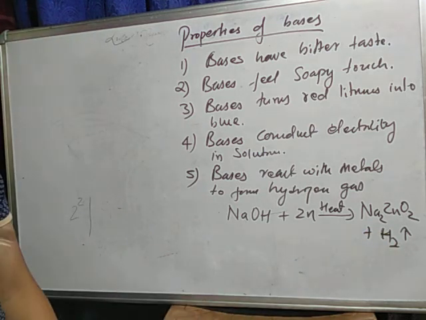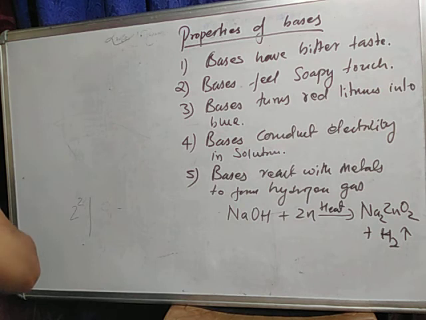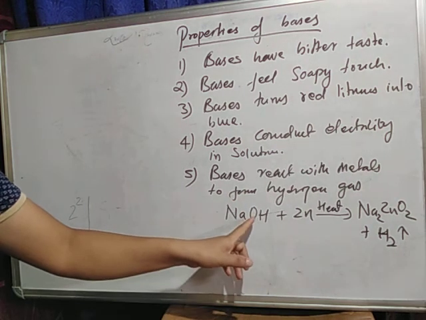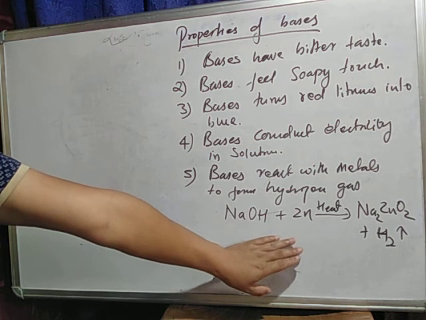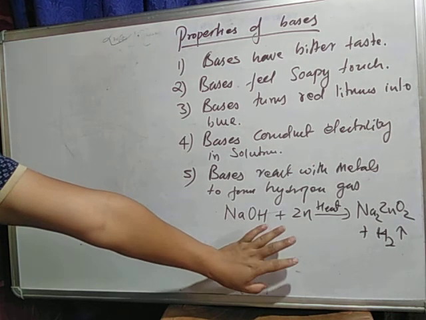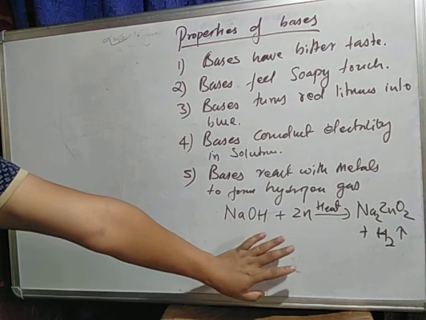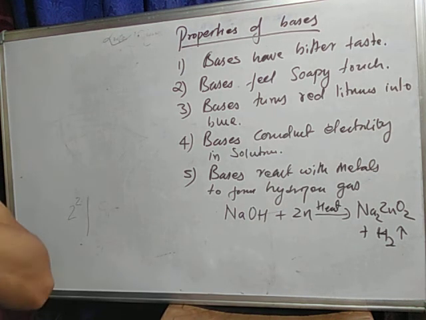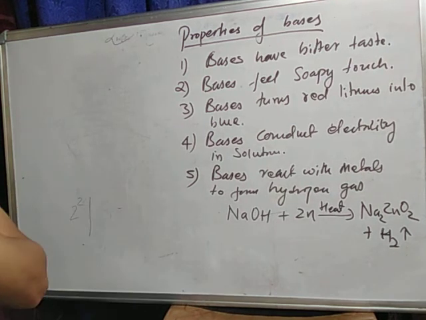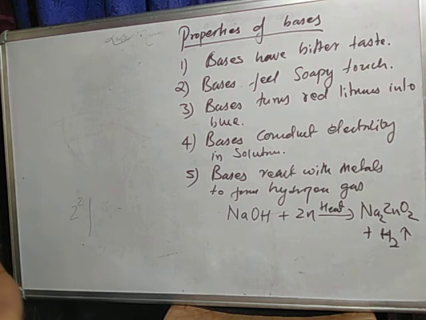So next, write down. And remember this, all the metals do not react with base to form hydrogen gas. Okay, clear? So what are they? So many metals are there, isn't it? So all the metals do not react with the base to form hydrogen gas. Clear? So now let's move on to 6 properties.